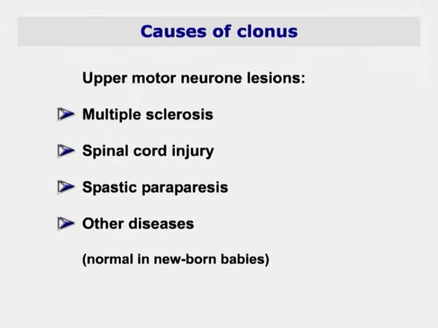The presence of clonus signifies an upper motor neuron lesion above the level of the root being tested. It is a common sign in multiple sclerosis, spinal cord injury, spastic paraparesis, and other diseases. It is considered normal in newborn babies.